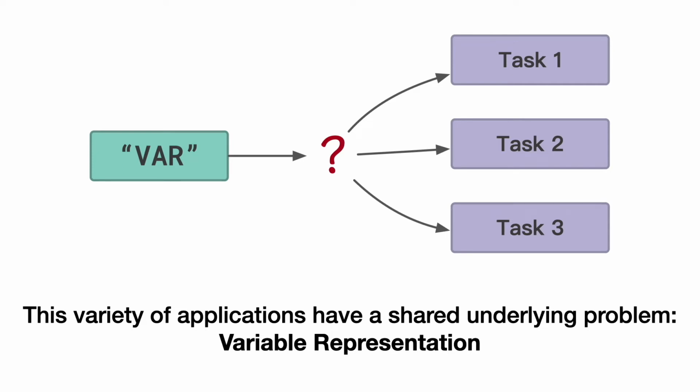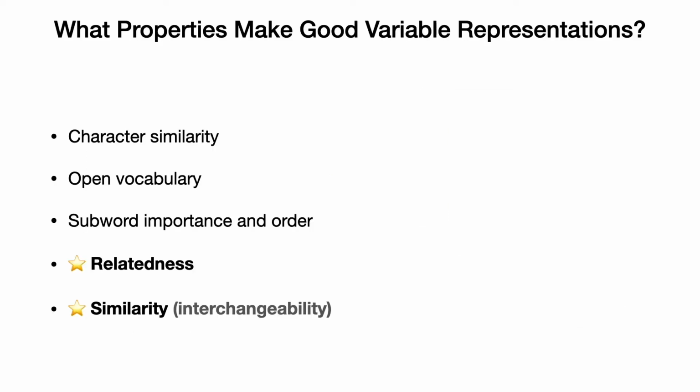Because variable names are so important for so many tasks relying on variable names, or just use variable names in their analysis, we want to explore what properties make good variable representations, and is it possible to improve them in a unified way so that all of these tasks can benefit from a better variable representation. There are 5 properties that we currently believe are important properties of variable representations. They are character similarity, open vocabulary, subword importance and order, and most importantly, relatedness and similarity.